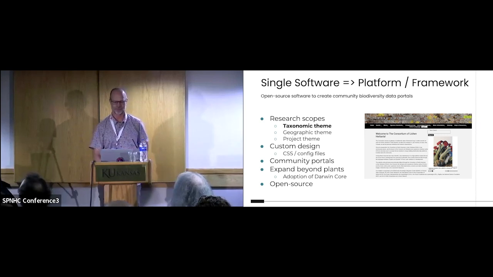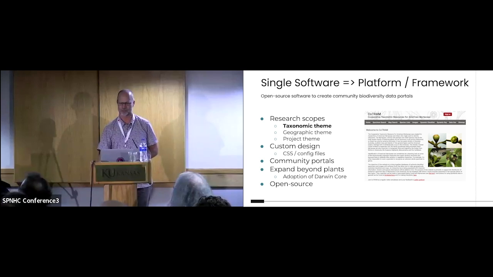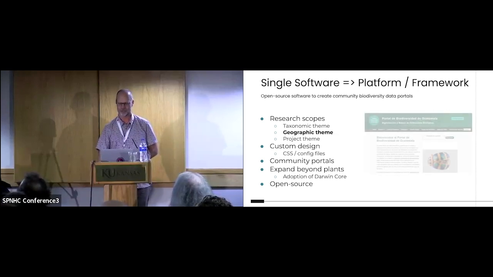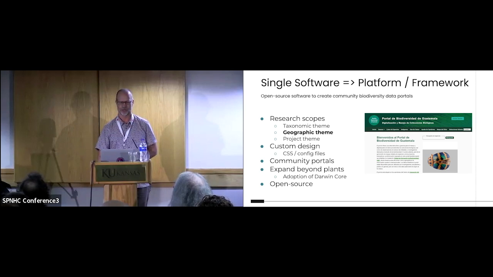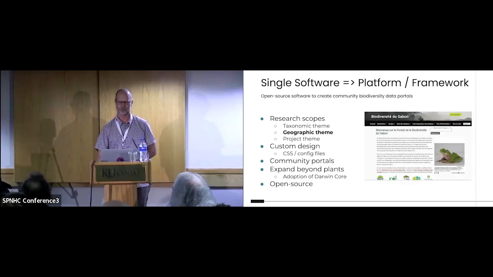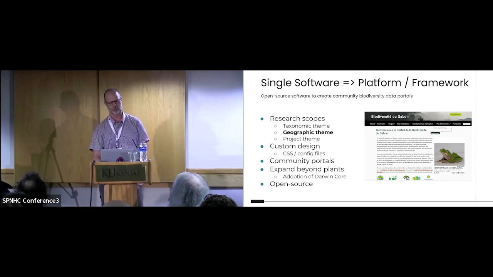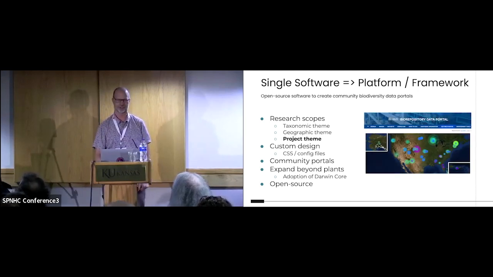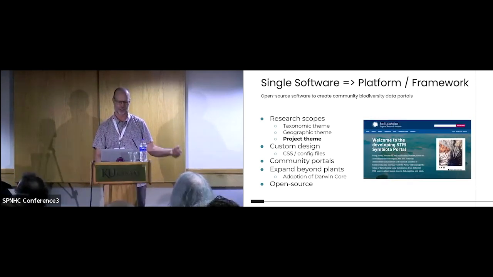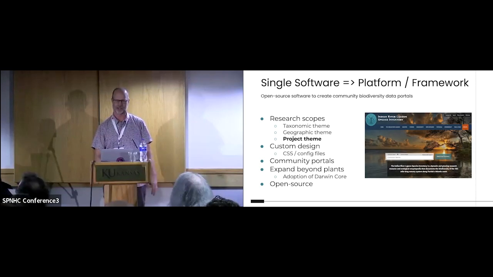all based on a certain theme that represents the research community. So here's an example of a taxonomic portal. That's the Myrtaceae, American Myrtaceae. That's the lichens of the world. But you could also have a geographic theme, involving, here's all the specimens across all taxa within Guatemala. This is all the specimens within Gabon. Or you have a project portal. This is a portal that's used to manage all the specimens collected as part of the NEON project. And here's a Smithsonian Panama portal.